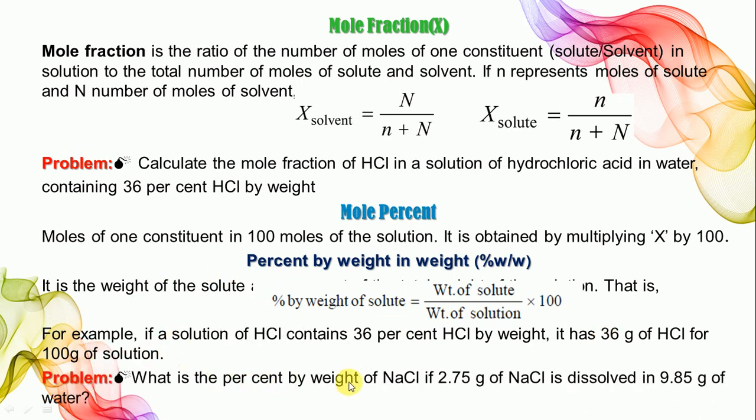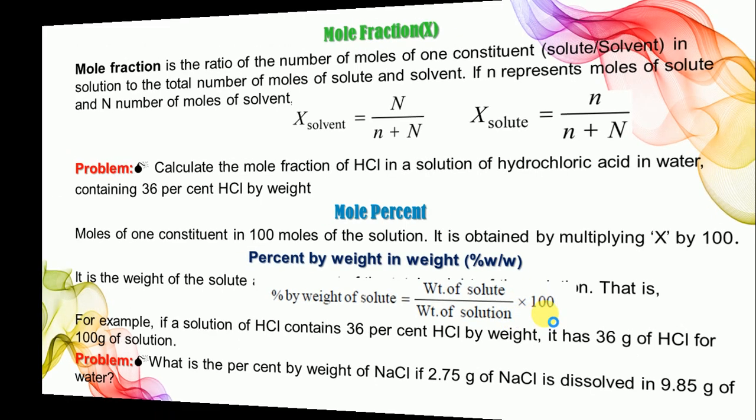Now what will be the percent by weight of sodium chloride if 2.75 gram of sodium chloride is dissolved in 9.85 gram of water? In that case, 2.75 gram is the weight of solute, and 2.75 plus 9.85 is the weight of solution, and it will be multiplied by 100.